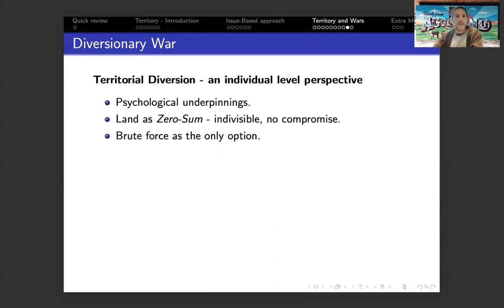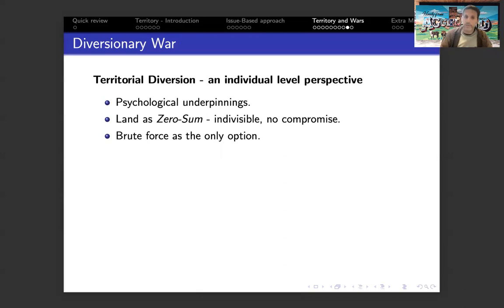More specifically, for the psychological underpinnings of the strong connections that individuals have with territory, we can think about the way those strong bonds make individuals perceive land as a zero-sum competition, which means that it is an indivisible area. Either I have all the territory or I have nothing. It's impossible, or improbable, to compromise in that case. And the only way to secure or obtain control of a territory is by using force.